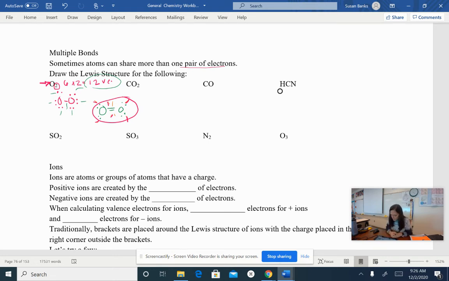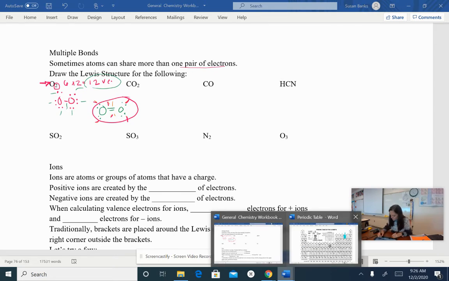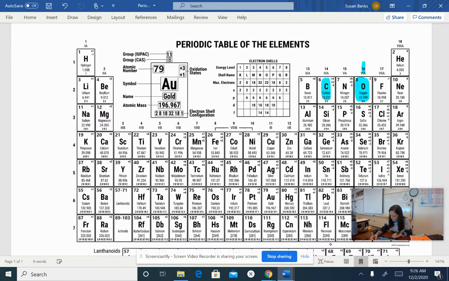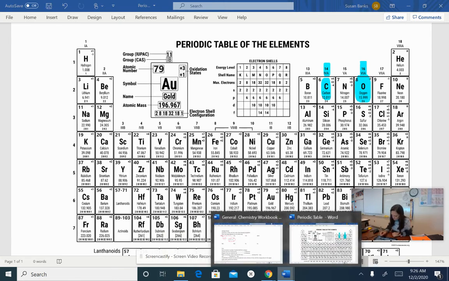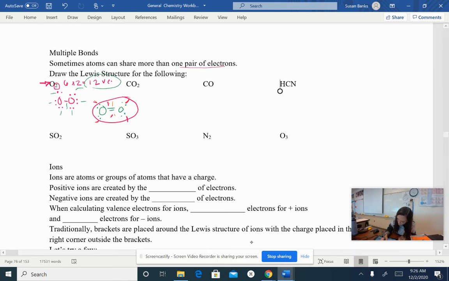Let's look at carbon dioxide here. So let's look at carbon. Carbon's right here in group 14, so that means that I have 4 valence electrons. And oxygen, once again, here in group 16 means that I have 6 valence electrons. So let's look at doing carbon dioxide. So carbon has 4, oxygen has 6, and I've got 2 oxygens. So 4 plus 12 gives me 16 valence electrons total to use.